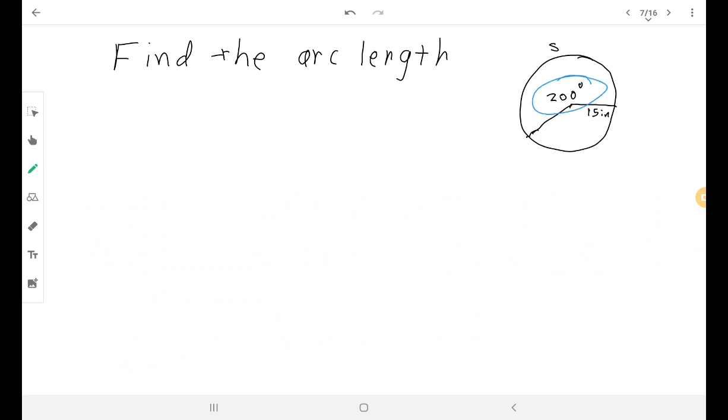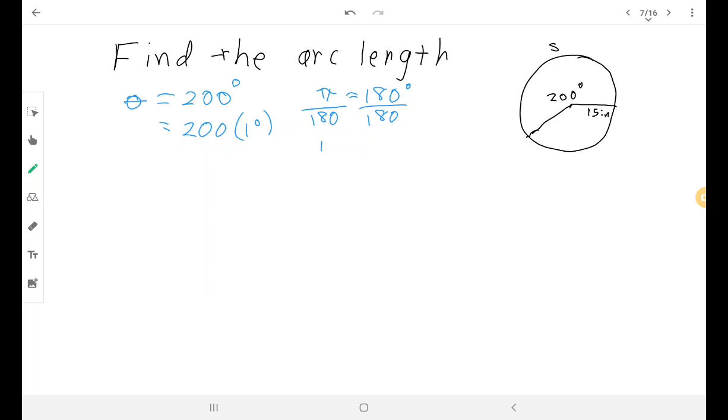So this time I'm given a picture and I'm given a central angle. So my central angle this time is 200 degrees. So that's going to be an issue that I have to deal with. Let's call that 200 times 1 degree. Let's remember that pi radians equals 180 degrees. If I divide by 180, I can find 1 degree. Pi over 180 equals 1 degree. So I can make a substitution here. 200 times pi over 180.